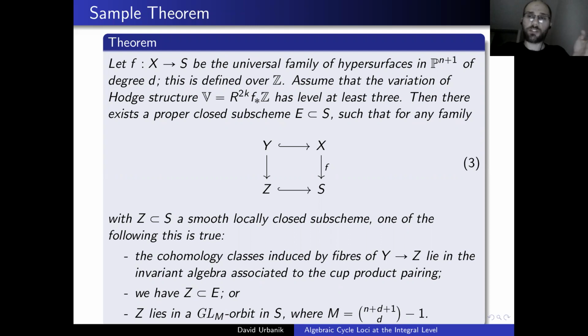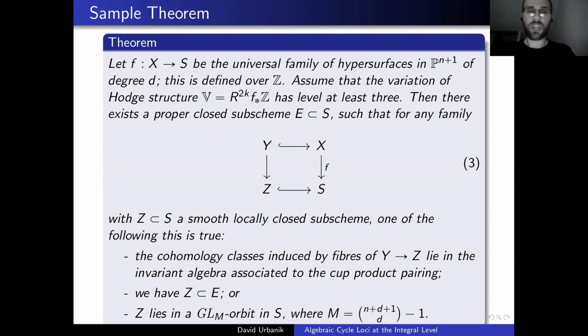There's a natural action on the equations of a hypersurface that you get just from acting with a linear transformation on the polynomial that defines the hypersurface, and that'll give you an isomorphic hypersurface. And the Hodge theory is the same, and so on. And so the period map really factors through the quotient of S divided by this group, this GL_M action.